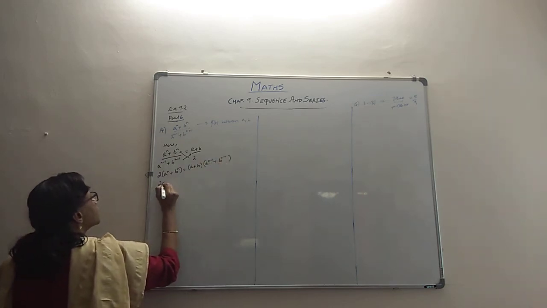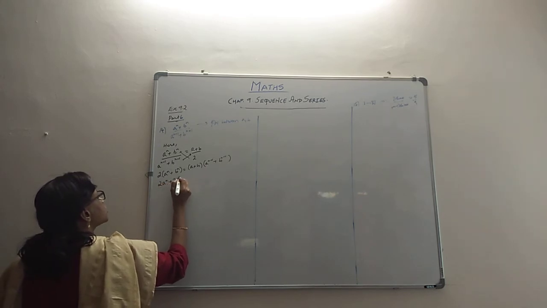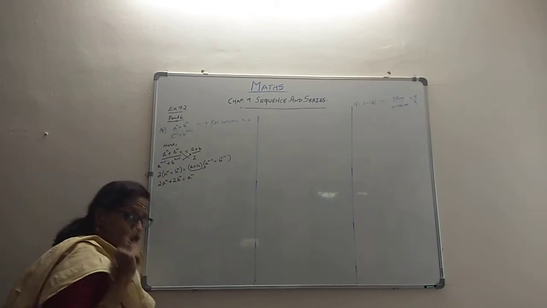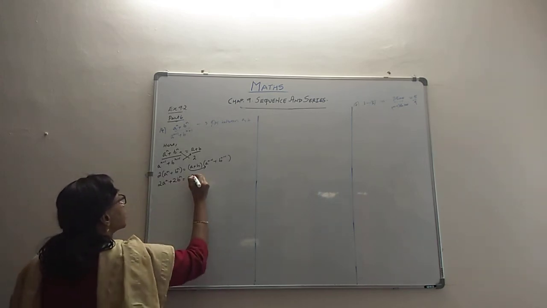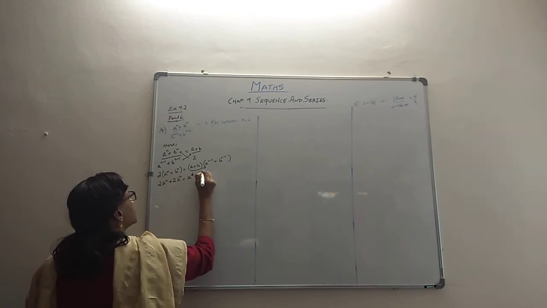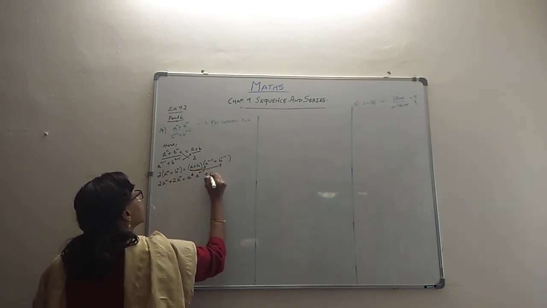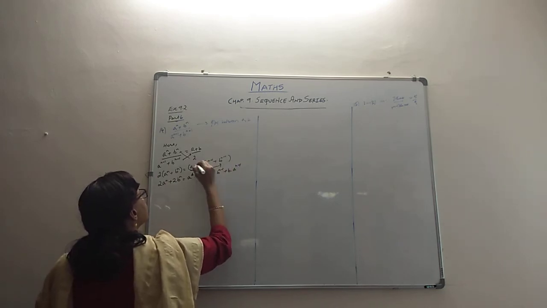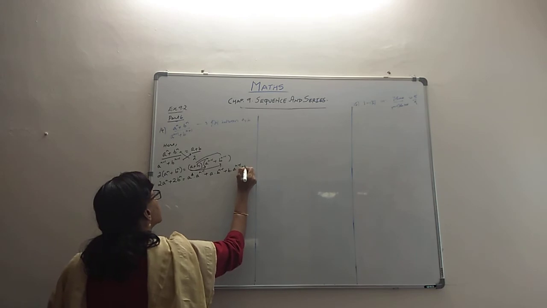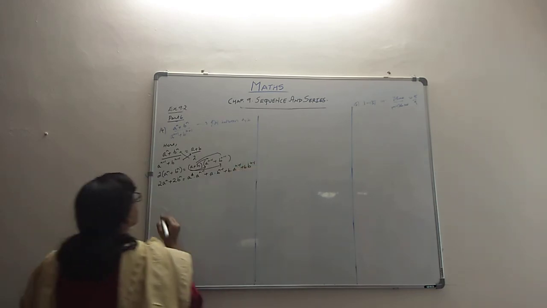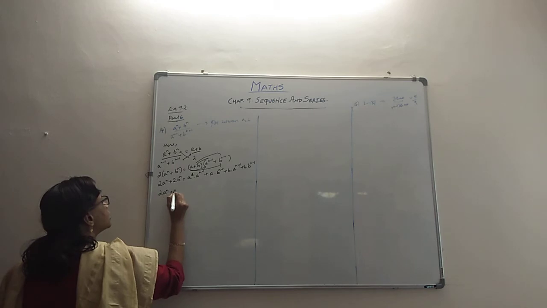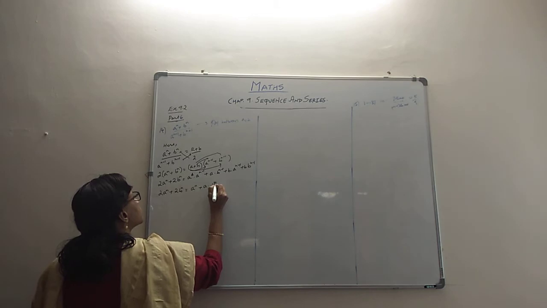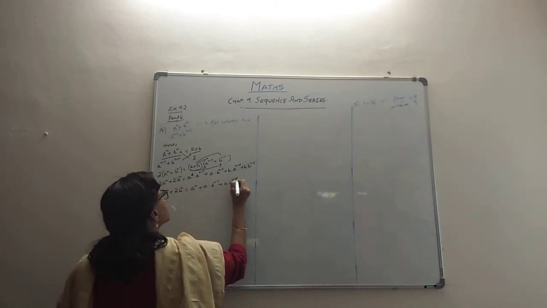So how does this come? A raised to n plus 2 into b raised to n, and then let's have this expanded. A raised to 1 into a raised to n minus 1, then a into b raised to n minus 1, b into a raised to n minus 1, and then b into b raised to n minus 1. So this will come to 2a raised to n, 2b raised to n, a raised to n, a into b raised to n minus 1, b into a raised to n minus 1, and b raised to n.